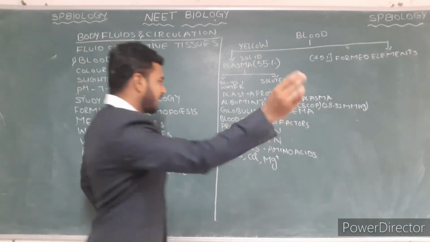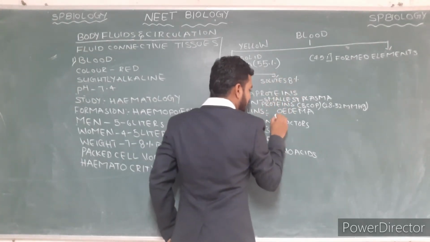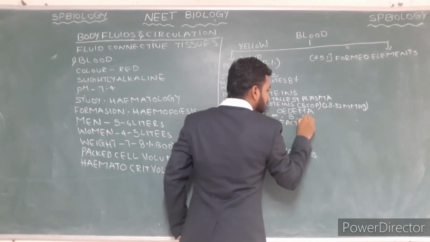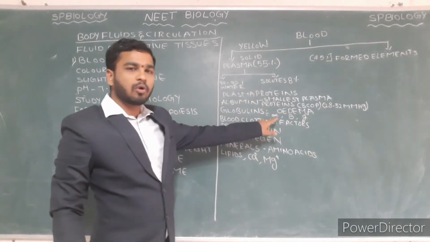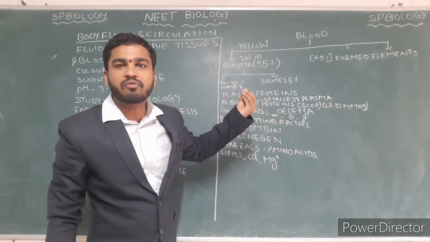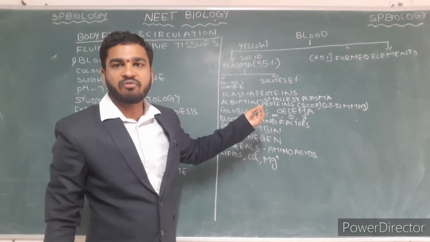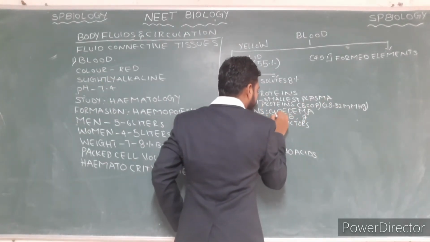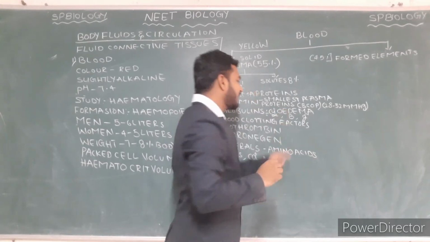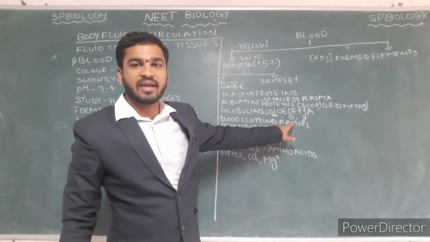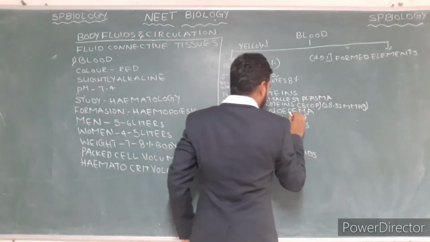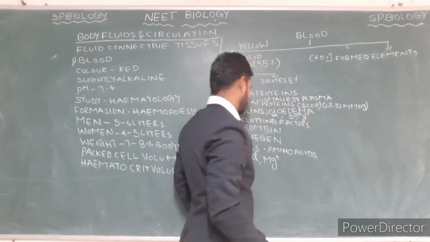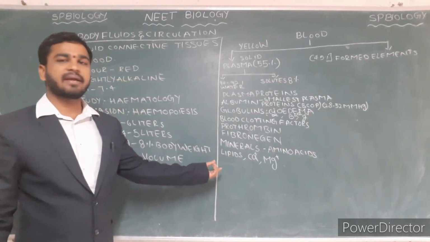Globulins are of three types: alpha globulins, beta globulins, and gamma globulins. Alpha globulins and beta globulins are formed in the liver. Alpha globulins carry copper, Cu carrying proteins. Beta globulins carry iron, Fe carrying proteins. This is regarding plasma.